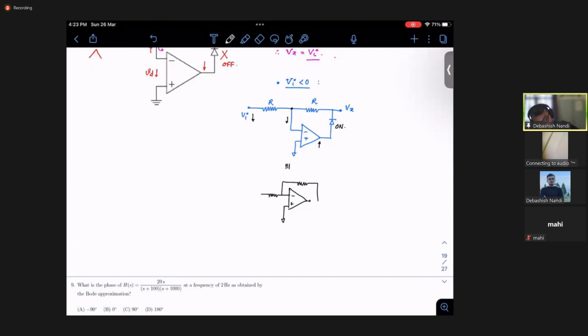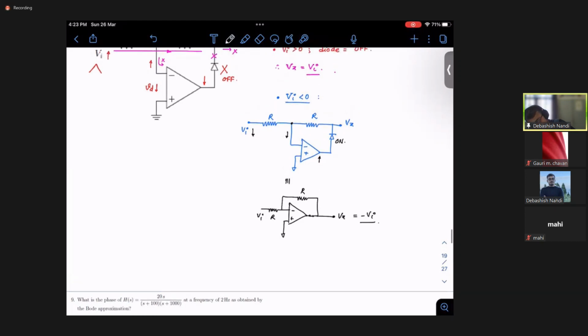Here your diode was shorted. And this is your Vx. This is your Vi. So what is your Vx here? You see, this is nothing but an inverting amplifier of gain -1, right? So your Vx will be nothing but minus of Vi. So at positive half, your Vx is Vi. That means your V naught is Vi.